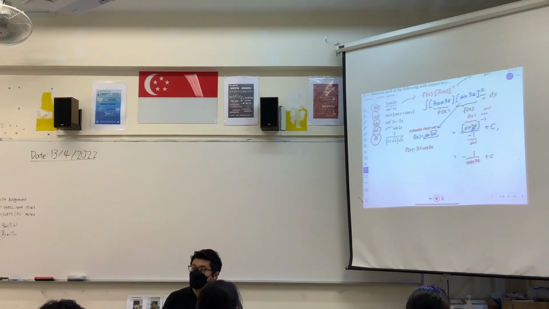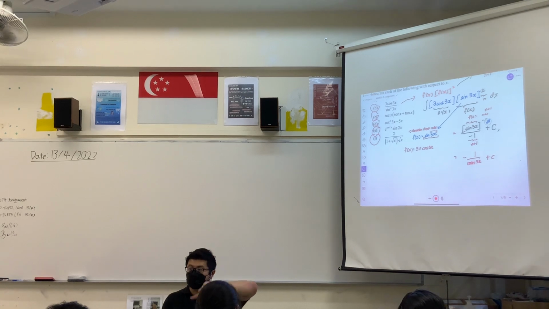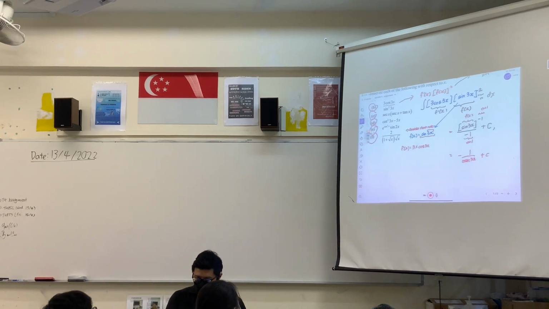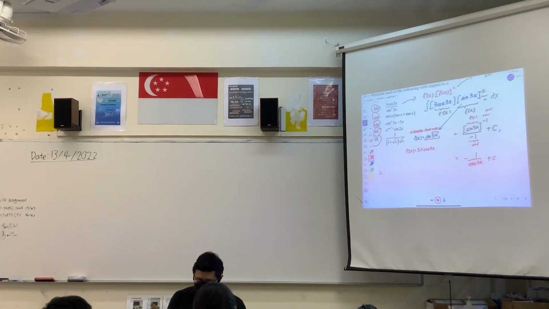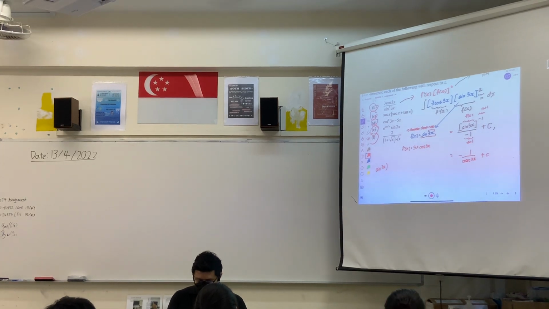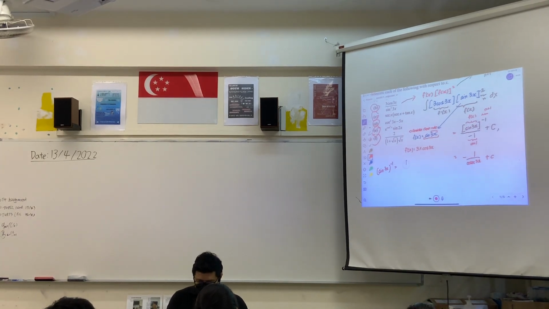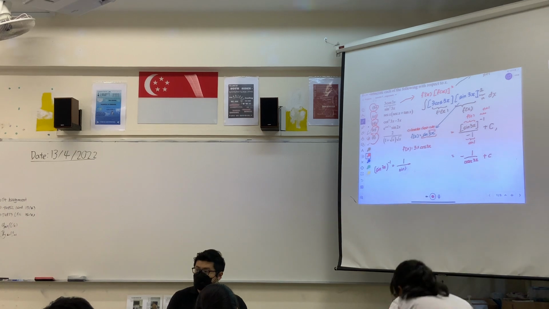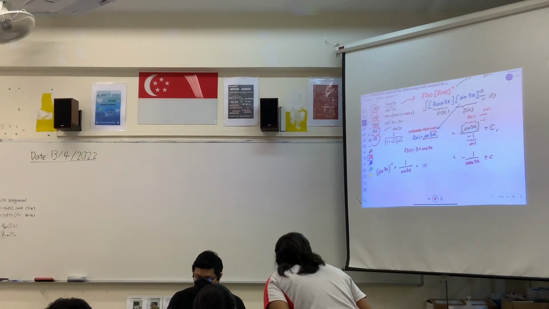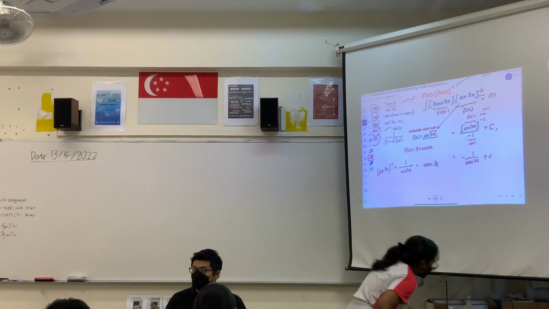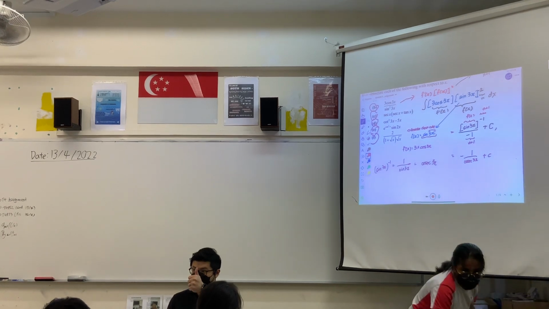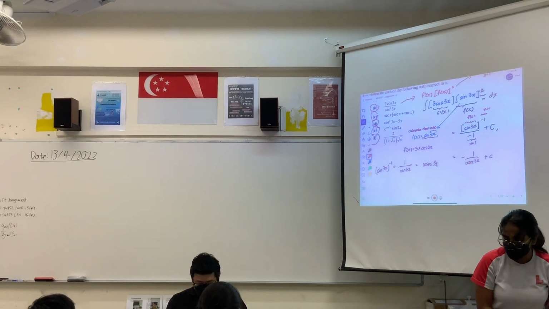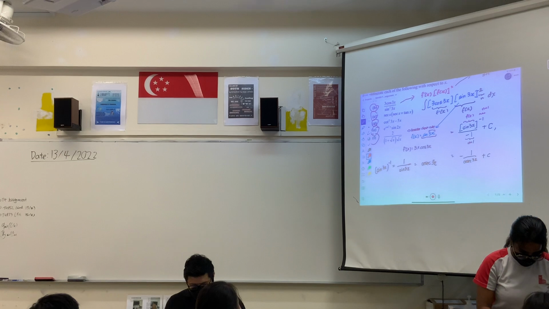Sine x to the power of negative 1 is the same as 1 over sine x. Let me write down here. Sine 3x to the power of negative 1 is the same as 1 over sine 3x. It's the same as cosecant 3x.